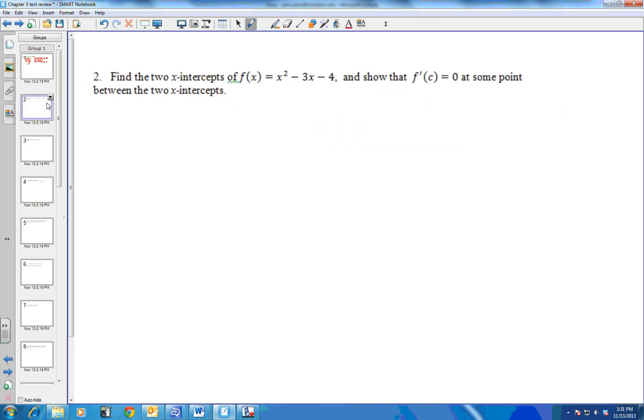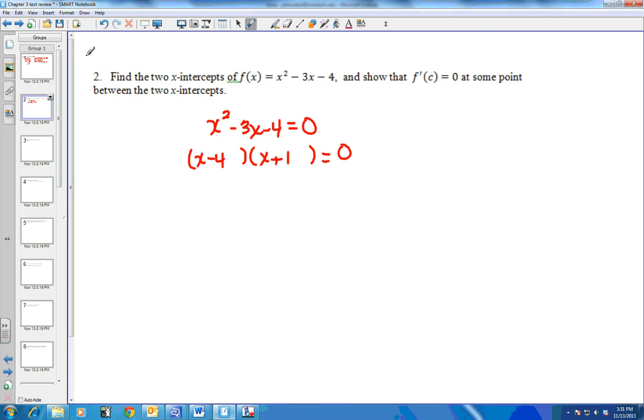Example 2, or number 2. Find the 2 x-intercepts of f of x equals x squared minus 3x minus 4, and then show that f prime of c equals 0 at some point between those two x-intercepts. Well, this first part, find the 2 x-intercepts, that's just an algebra question. We're going to set that equal to 0 and solve. I can solve this lots of ways. I can graph it, see where it crosses the x-axis. I can use the quadratic formula, or I can just factor this. This factors pretty easily. x minus 4, x plus 1.